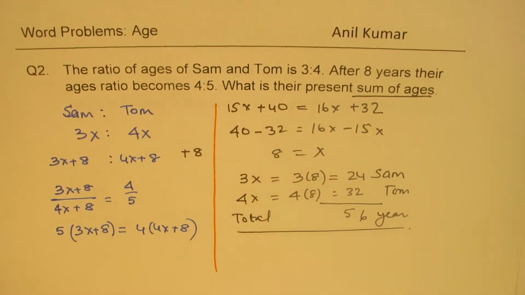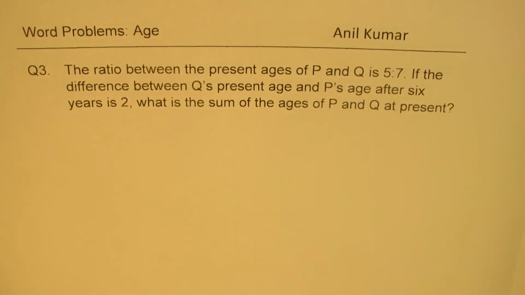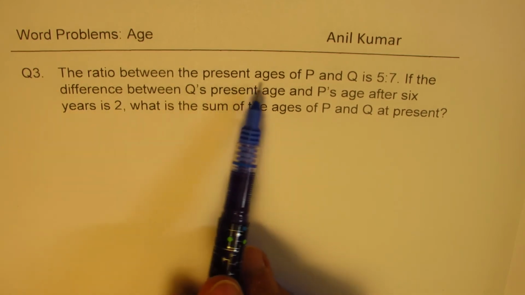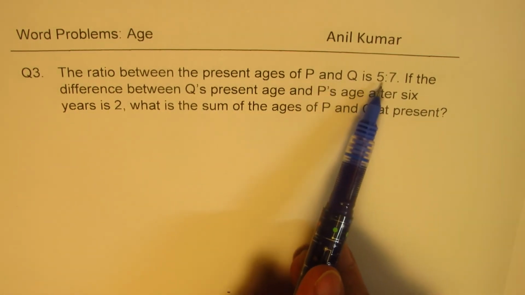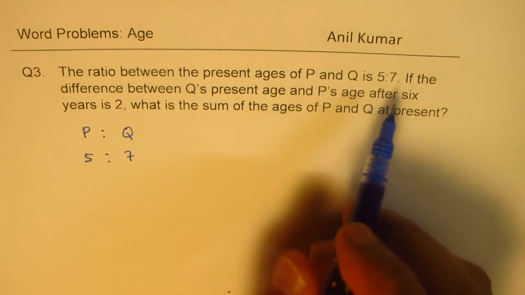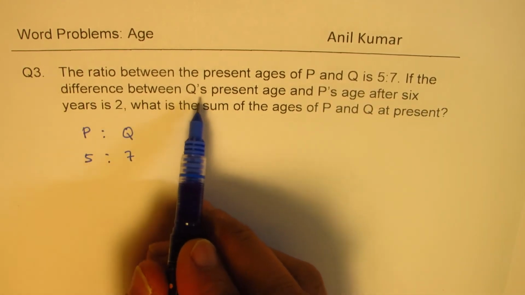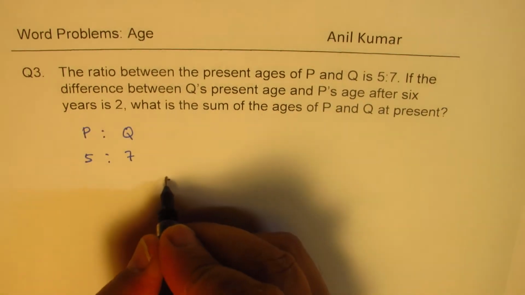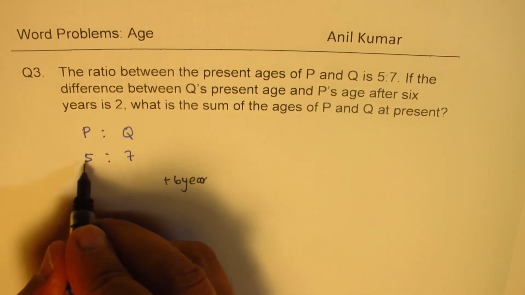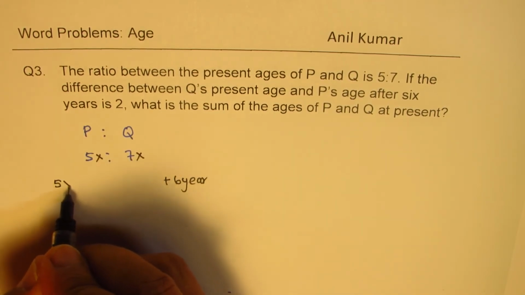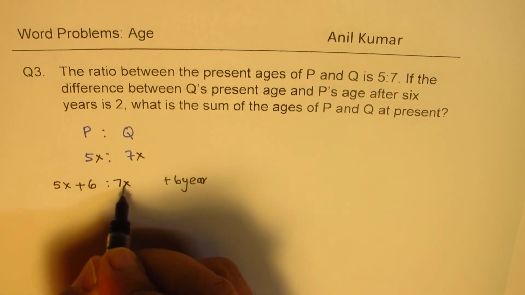So I hope the steps are absolutely clear. Now here is the third question. I'd like you to pause the video, answer this question, and then look into my suggestions. Question number 3 is, the ratio between the present age of P and Q is 5:7. So we are talking about P is to Q. Their age is 5:7. We'll write 5x and 7x, that is the ratio, right? So plus 6 years will be 5x plus 6, right? And this will be 7x plus 6.